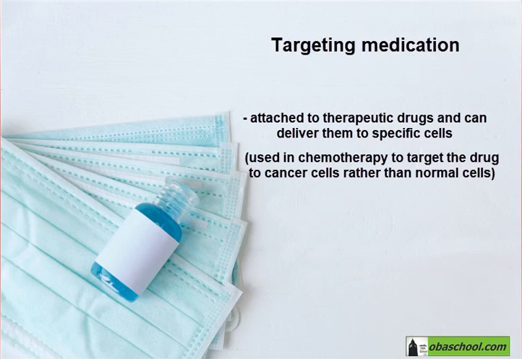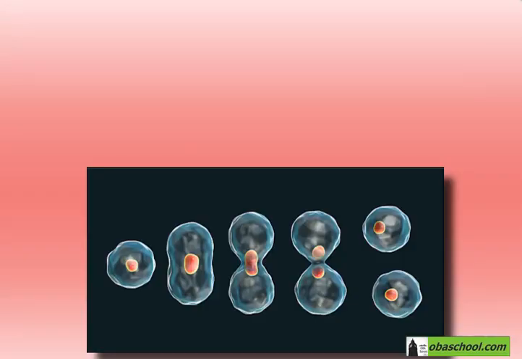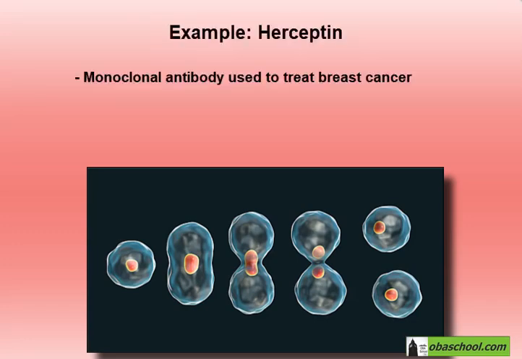cells. As they attach to receptors on the cancer cells, they will be blocking these receptors. So these receptors can no longer be stimulated to grow. And we know that cancer is uncontrolled growth. So once you stop the uncontrolled growth, you stop the cancer. An example of this is Herceptin, which is a monoclonal antibody used in breast cancer.